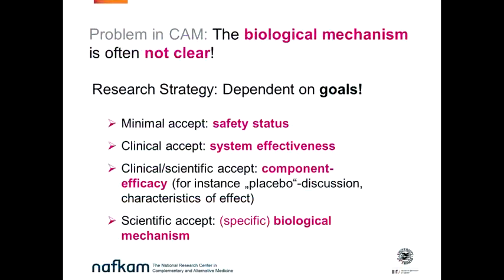So the problem in CAM is that the biological mechanism is often not clear, so your research strategy is hard to pick. If you want to have minimal acceptance, then I think you have to do research on the safety status of what you're doing, because then at least you can argue it's not dangerous what you do. So the systematic investigation of the safety status of what you do, I think, is mandatory. After everything I have experienced, the societies are usually very interested in systematically evaluating and estimating the safety status of what they do.